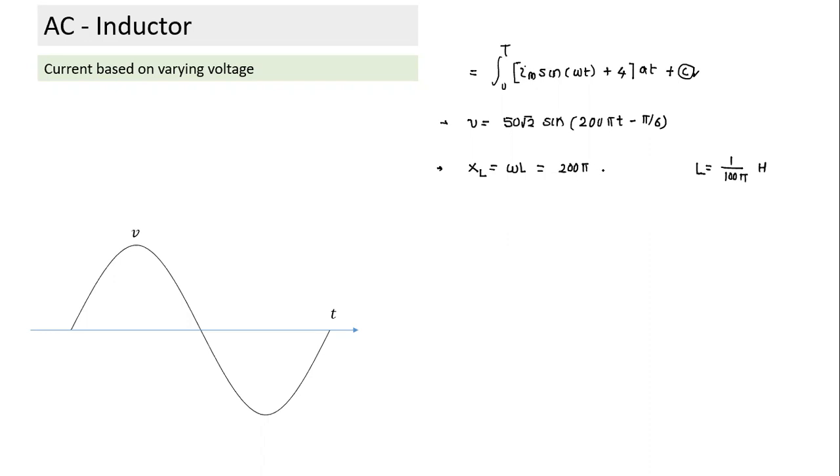So XL will come equal to 200 pi into 1 by 100 pi, which is equal to 2. And what will be the units? This is 2 ohms. So can we write an equation for current here? If I can write the equation of current, I can find the value of current at any instant of time. Can we write an equation for current now? Dhanshri, can you write an expression for current now?